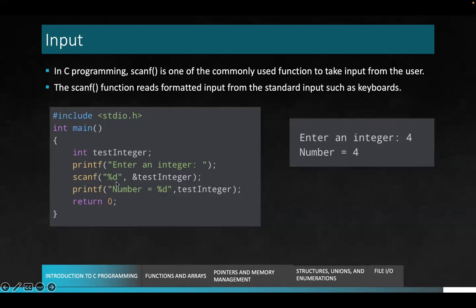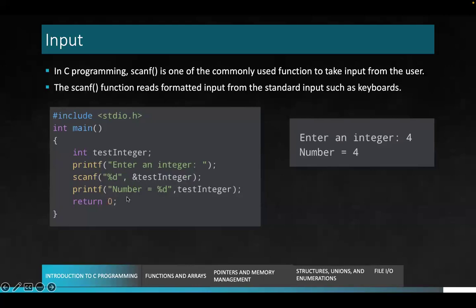Scanf has specific format specifiers. If you have integers, then you have to use %d. If you have strings, then you have to use %s. If you have characters, then you have to use %c. And then the address of the variable. The address of the variable is nothing but ampersand followed by the variable name. This is the way you will tell the name.